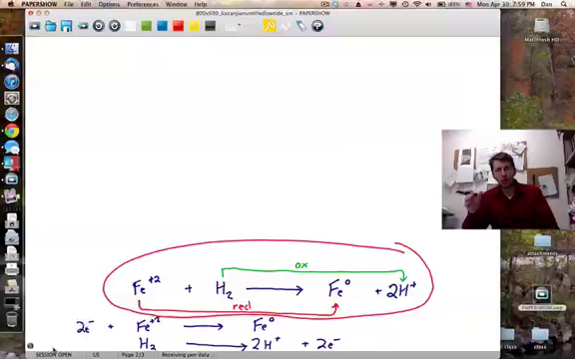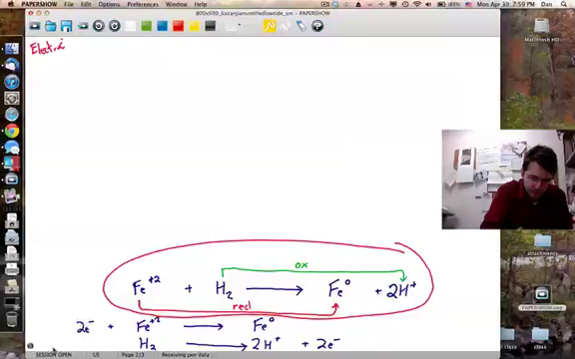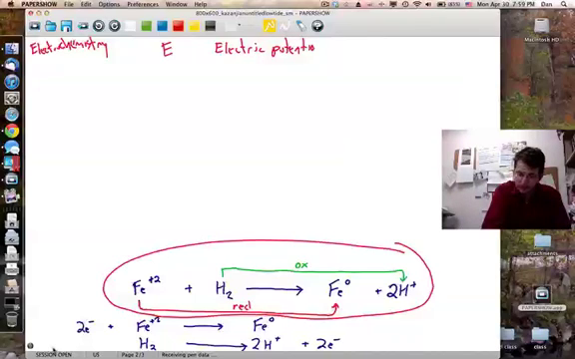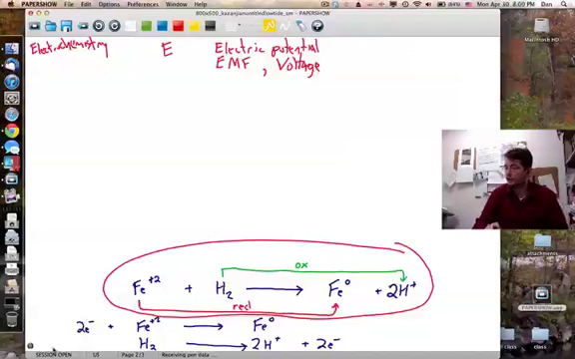So this is the heart of electrochemistry. Looking at how chemical reactions can be used to generate electricity, and in particular the electric potential associated with chemical reactions, E, often called EMF, or just plain old voltage. Now, we've all heard of voltage.